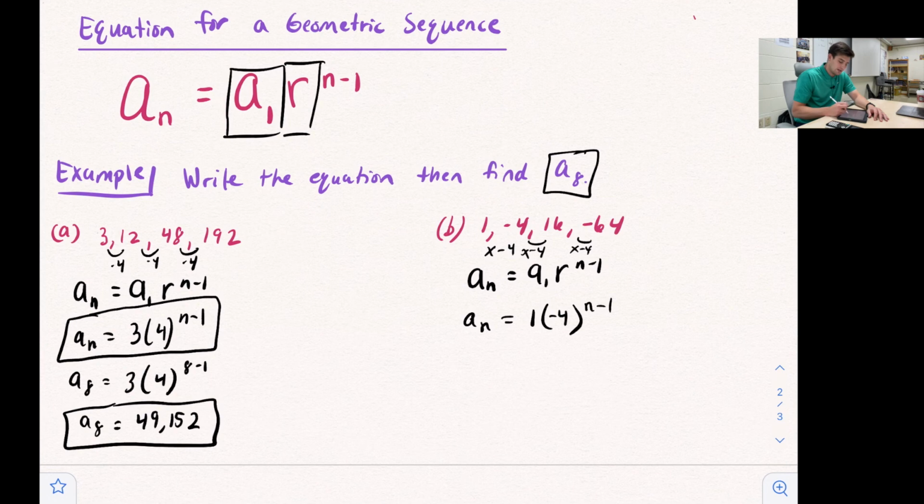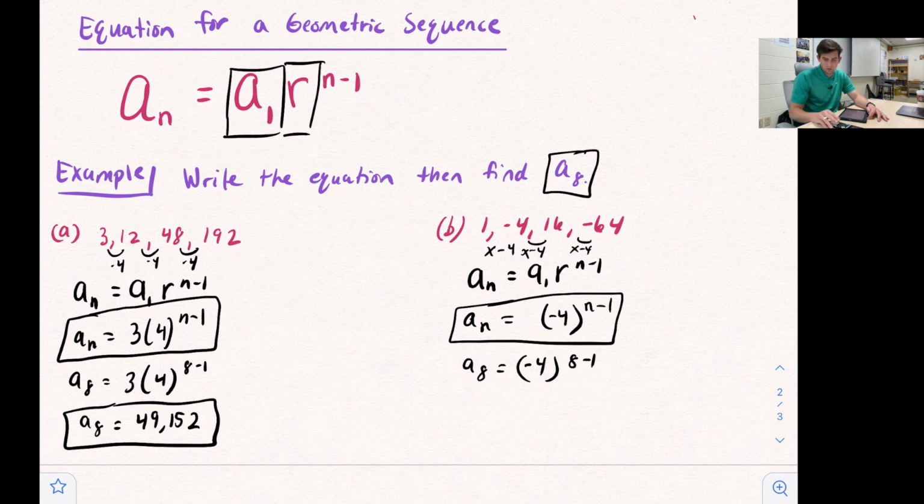Okay, so now you can write it like that, or you can erase that 1 and just write it like this. Okay, so now we want to find the 8th term, so a sub 8 equals negative 4 to the 8 minus 1. So this is negative 4 to the 7th power. So when you type this into your calculator, make sure you put negative 4 in parentheses, and then raise it to the 7th power. So the 8th term in the sequence is going to be negative 16,384.